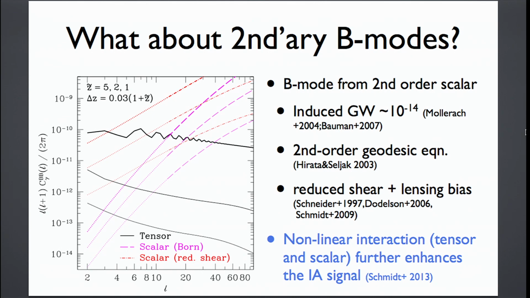And the third thing is reduced shear or lensing bias, meaning that when you measure shear, we are not measuring shear alone. There is always an interference between the shear and the convergence, and that also generates B mode, and that is this red line. But if you go to large scales, you still have some tensor signal, the weak lensing signal, dominating over the second-order scalar signal.